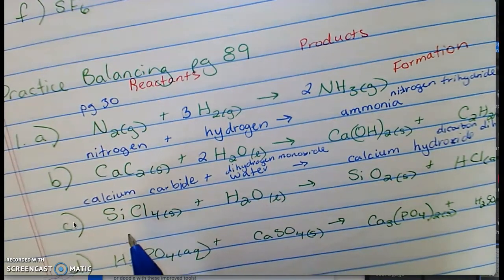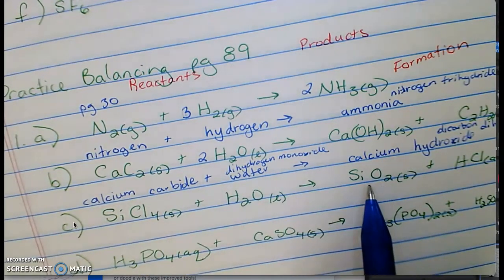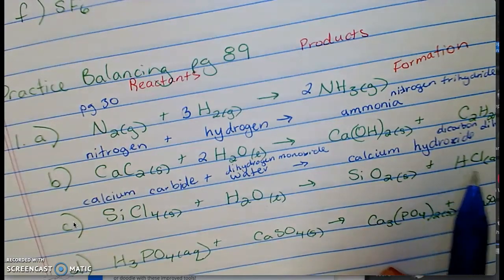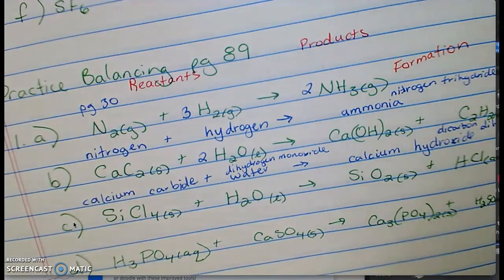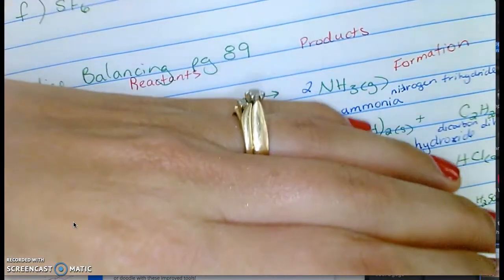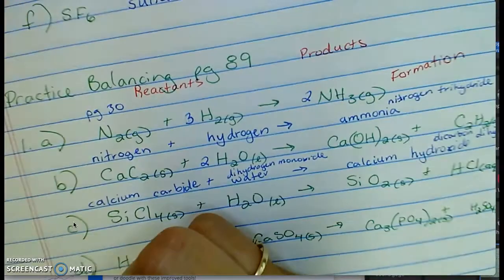Let's do this one next. So you've got silicon, chlorine, water, silicon, oxygen, and this is hydrochloric acid, but let's name it as though we didn't know that. So take a minute to put the names. I'm going to hide it. And then we'll do the big reveal. No peeking.